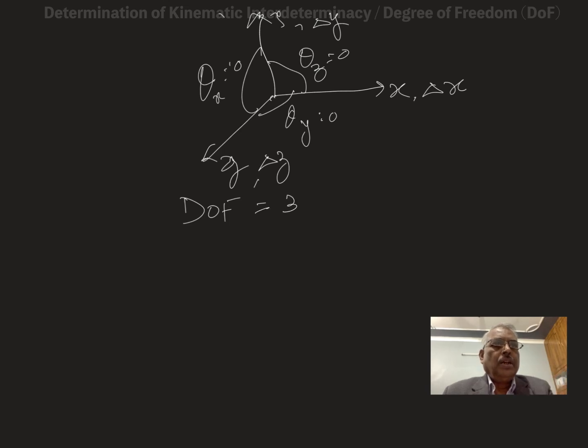So this is the pin jointed space frame. So in a pin jointed space frame, the displacement in X direction, displacement in Y direction, displacement in Z direction are there, and other rotations are 0. So therefore the degree of freedom is 3.